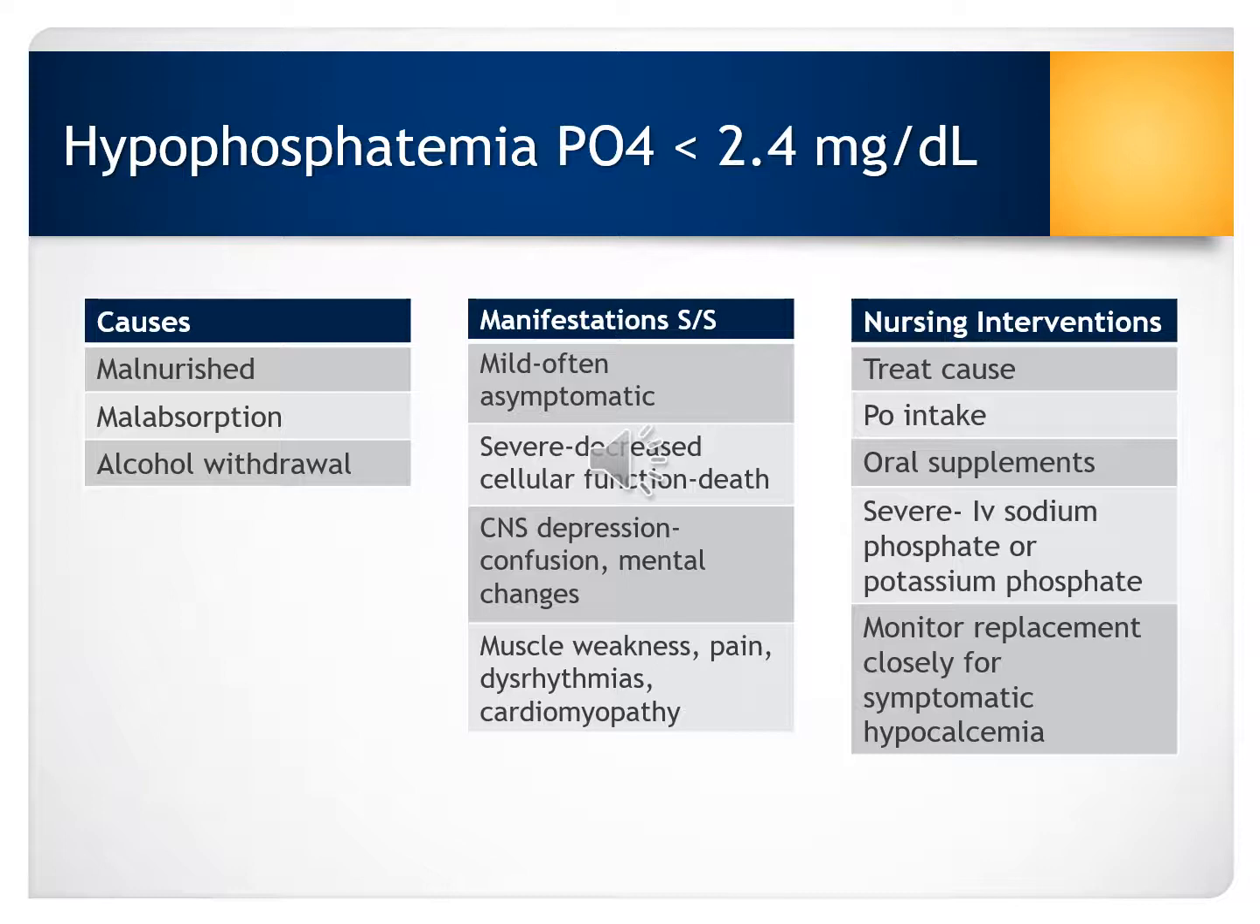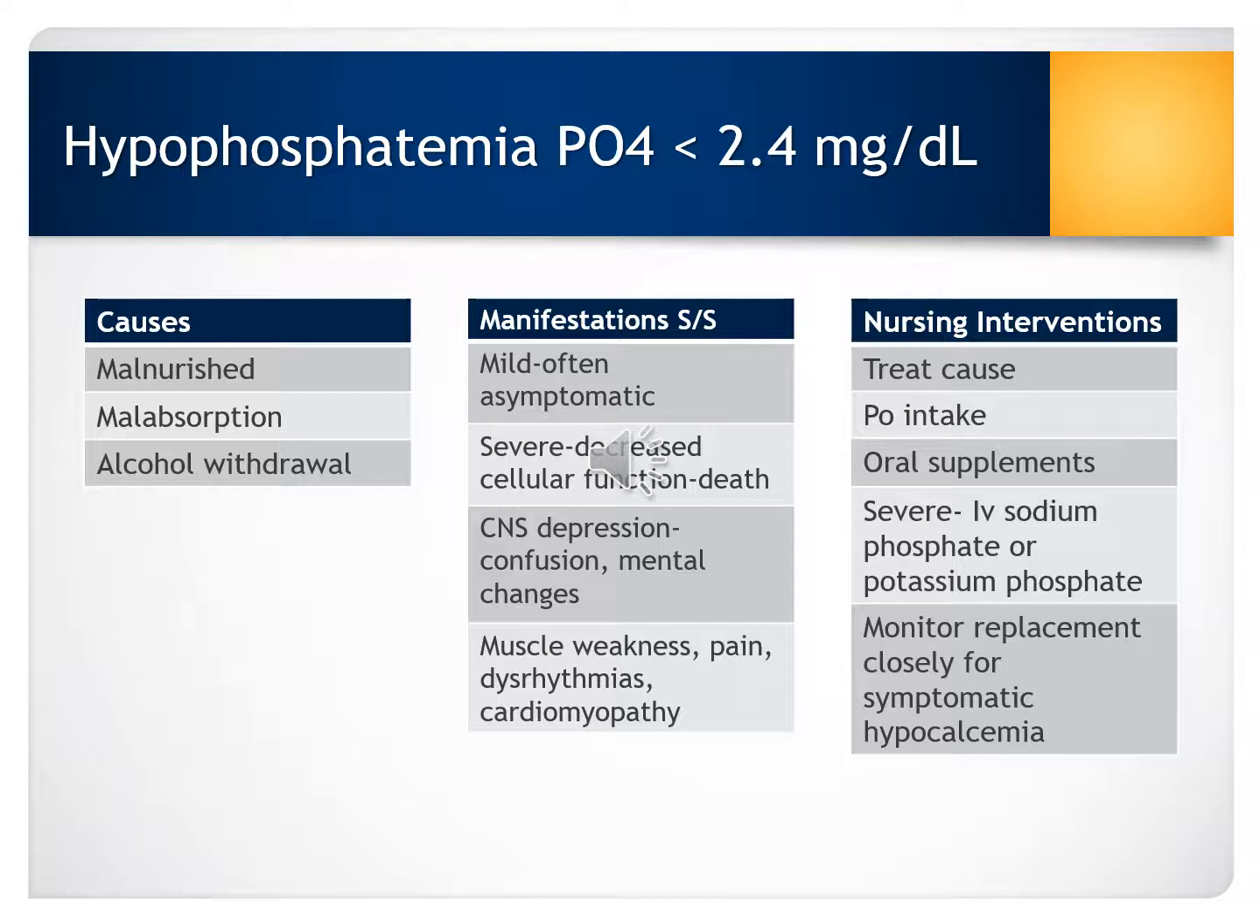So we'll treat the cause if we can, but we'd want to encourage an increased PO intake of phosphorus. There are also oral supplements that can be given to patients. In severe cases, we would give the patient either sodium phosphate or potassium phosphate. You would have to know their sodium levels and their potassium levels in order to decide which one they would get, if it would be sodium phosphate or potassium phosphate.